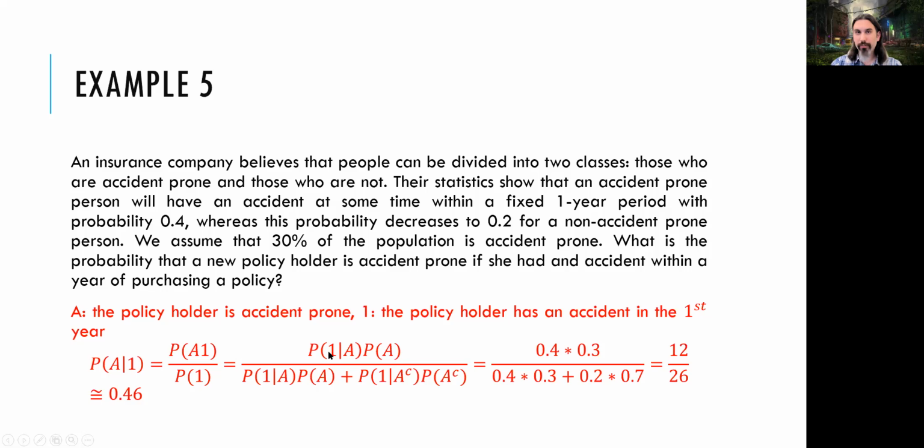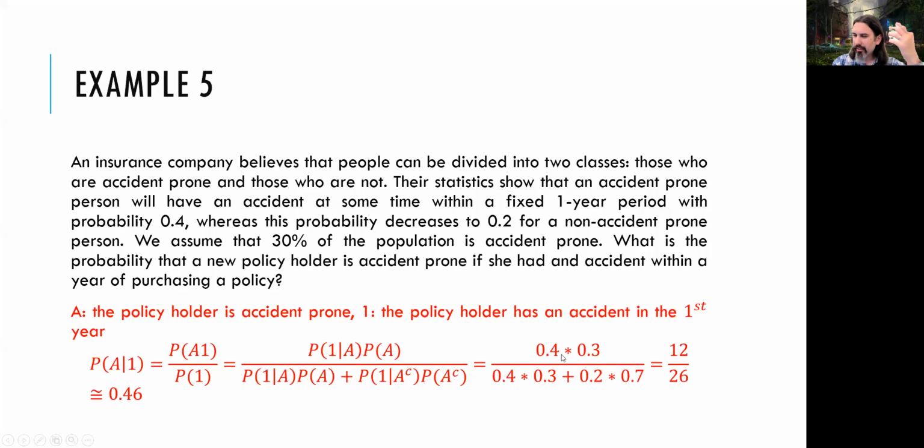Then we are looking for 1 given A. Having an accident in 1 year if you're accident prone. Okay, it's given here as well. So 0.4. It says that if you are accident prone, you're going to have an accident in 1 year with 0.4 probability. So 0.4 here, 0.4 here as well. And 1 given A complementary. If you're not accident prone, having an accident in 1 year, which is 20%, 0.2, comes over here.